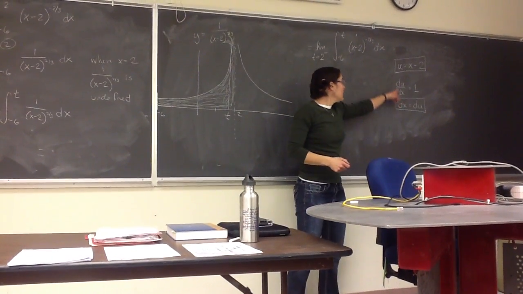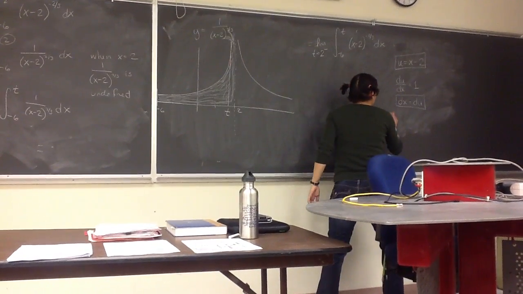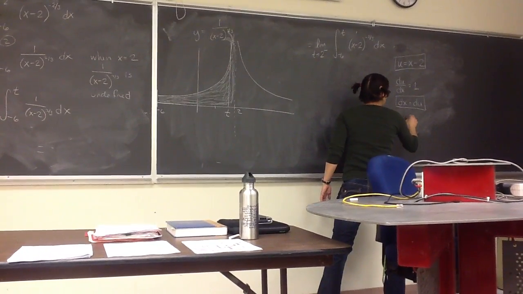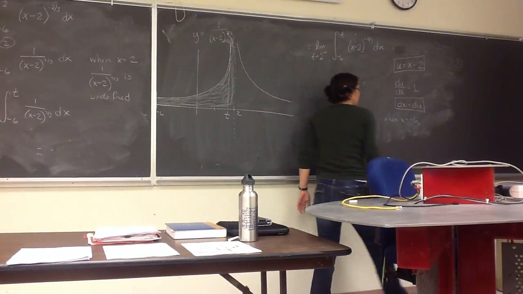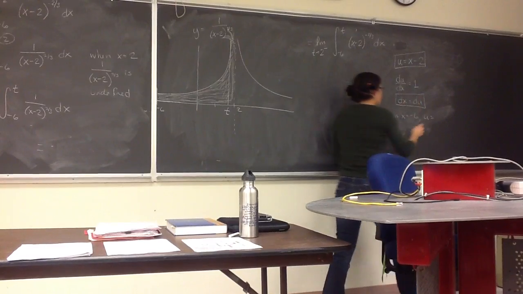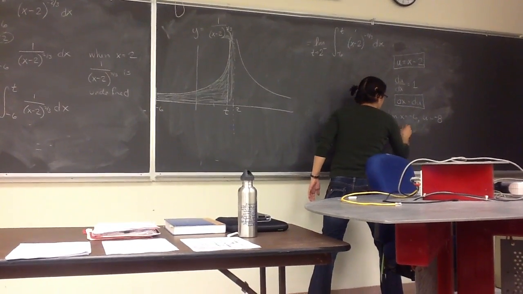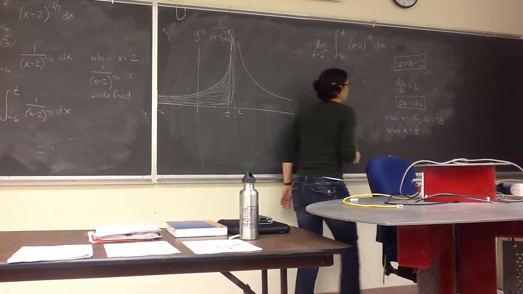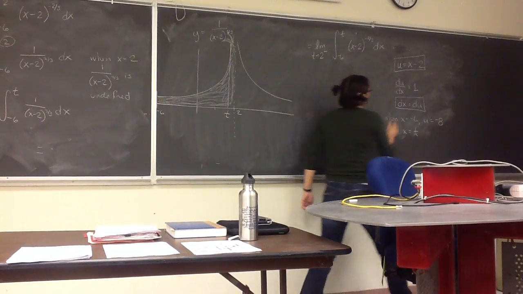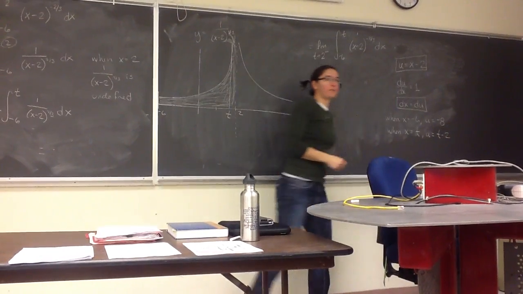And additionally, I can change my boundaries on here if I want to. So when x is equal to -6, then u is going to be -6 minus 2, so that's -8. And when x is equal to t, then u is equal to t minus 2.